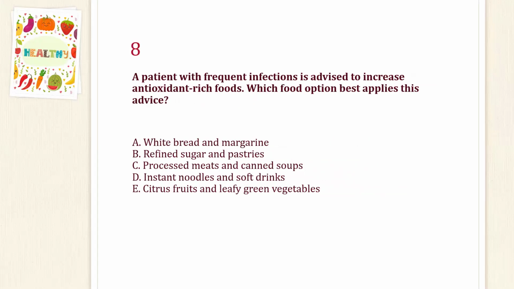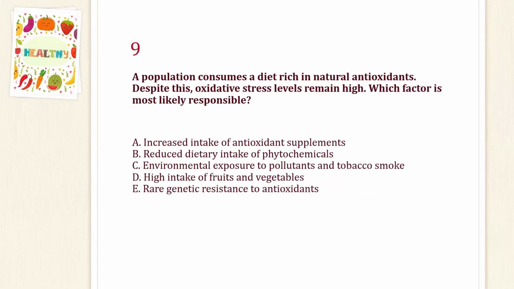The next MCQ: a patient with frequent infections is advised to increase antioxidant-rich food. Which food option best applies this advice? A, white bread and margarine. B, refined sugar and pastries. C, processed meat and canned soup. D, instant noodles and soft drinks. E, citrus fruits and leafy green vegetables. E. Yes, E is the right answer.